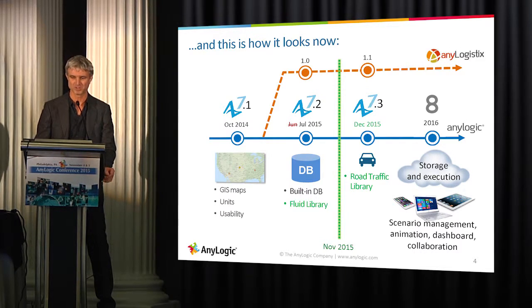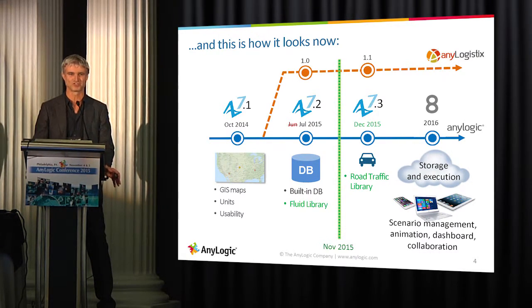We make an additional stop this year in 7.3. It's going to be released in December this year. The main major feature of 7.3 is the road traffic library, which will, in a way, make our tool set for logistics, transportation, and supply chain complete. And after that, we have already started doing something different. I will talk about AnyLogic 8, so we decided to give it the number 8. I will talk about this at the end of the presentation.